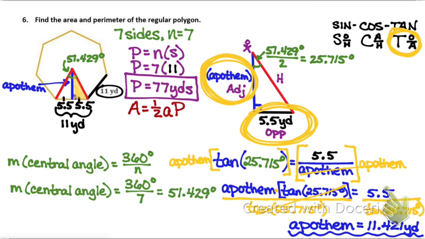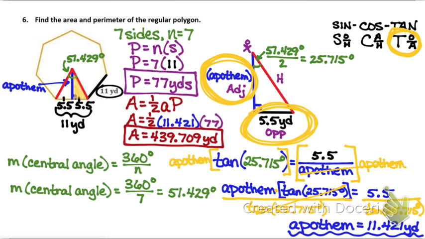So we need to use this along with our perimeter of 77 yards in order to find the area now. I'm going to squeeze my work for the area over here underneath where we found the perimeter. The area is 1/2 times the apothem, which we just found is 11.421, times the perimeter that we found way back at the beginning of 77. Now we pop this into our calculator to get our final answer, and I get 709 yards squared. Don't forget the squared on that unit there. So there's my final answer.